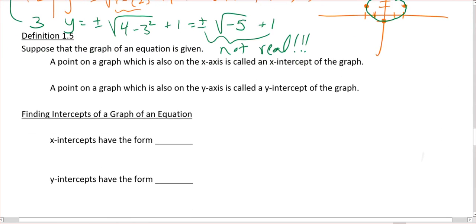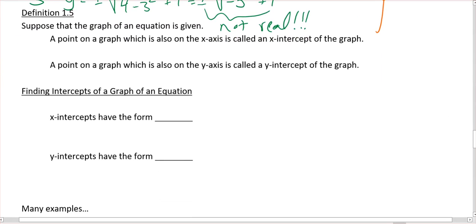Okay, so when we're drawing graphs, definition 1.5. So suppose a graph, an equation is given. Oh, great. We kind of touched on this in section 1.1. Intercepts are where the graph touches the axes. So it's not true that every graph is going to have x and y intercepts, but we are going to find x and y intercepts in the same way for every graph we've got.